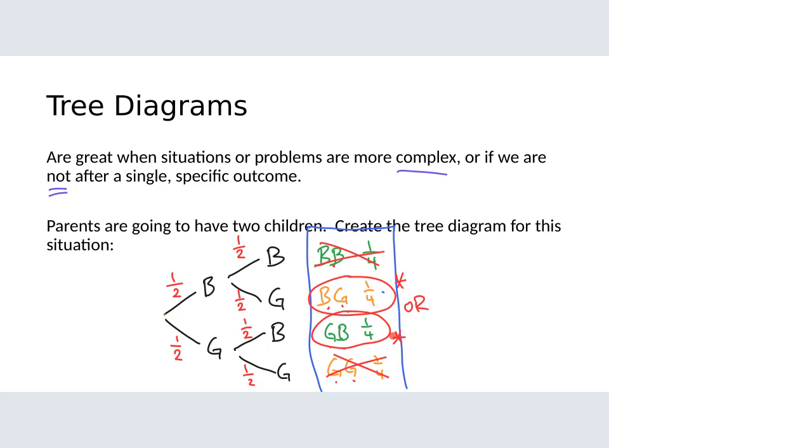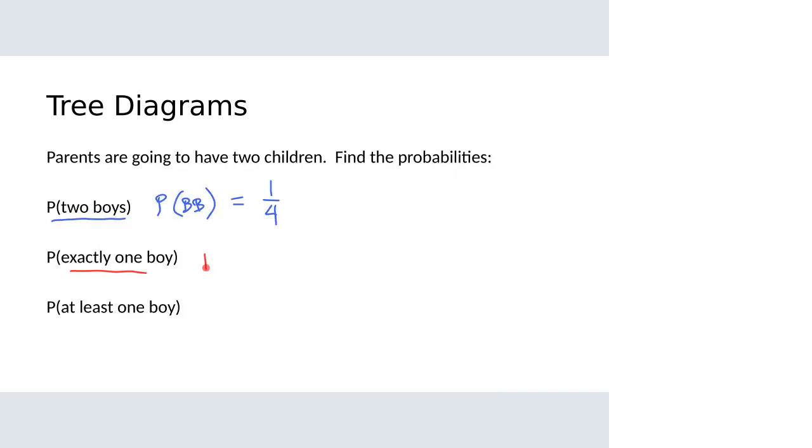And so what I need to do when I find that there is more than one way to have a success is add those probabilities together. I need to say 1/4 plus 1/4, that would be 2/4. Add the numerators, keep the denominator the same. We wind up with 2/4. So the probability of exactly one boy is 2/4.